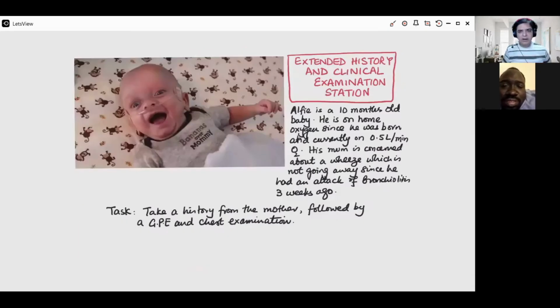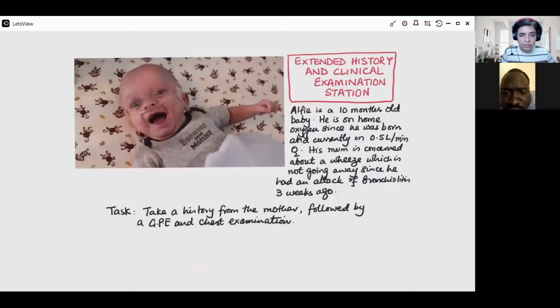Okay. So this is now an extended history and clinical examination station. This would be a 23-minute station. You have been given a picture. Look at this picture carefully. So Alfie is a 10 months old baby. He is on home oxygen since he was born, and he's currently on 0.5 liter per minute oxygen.